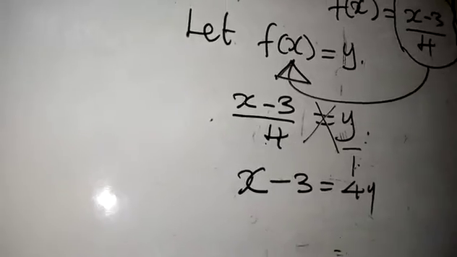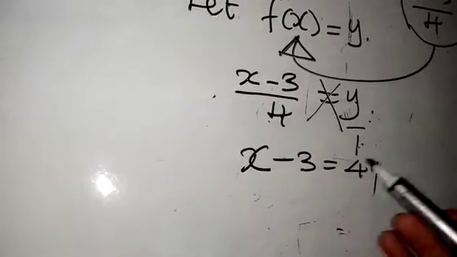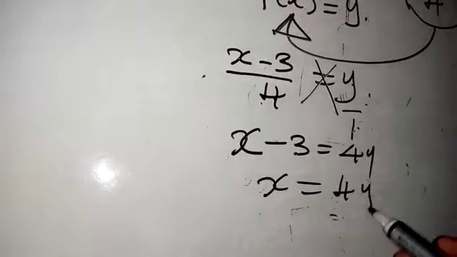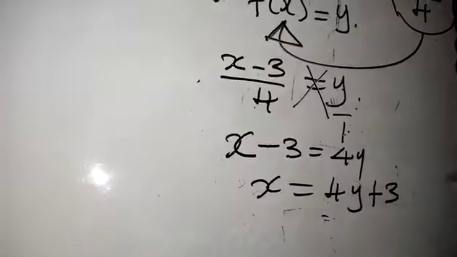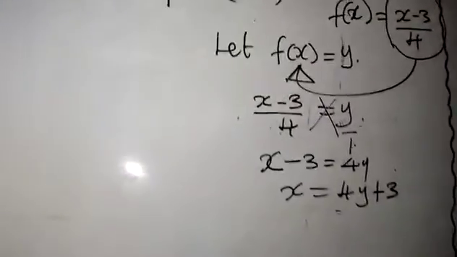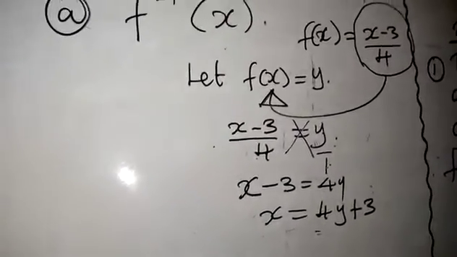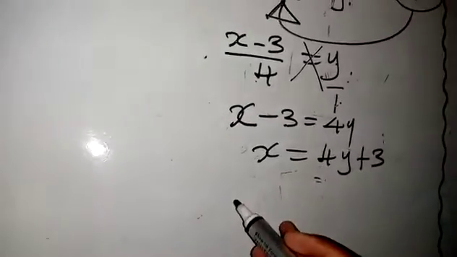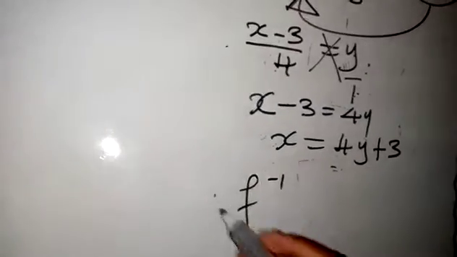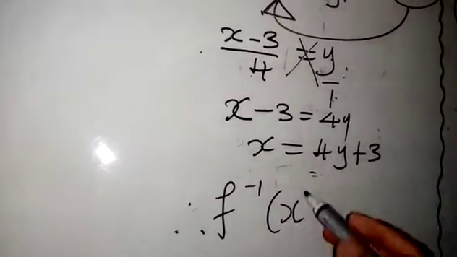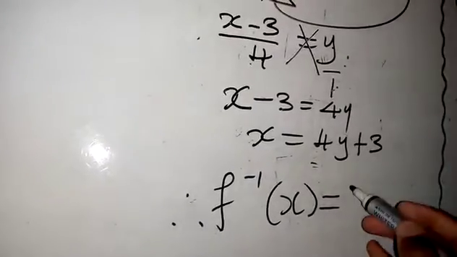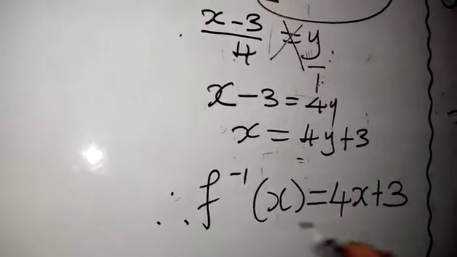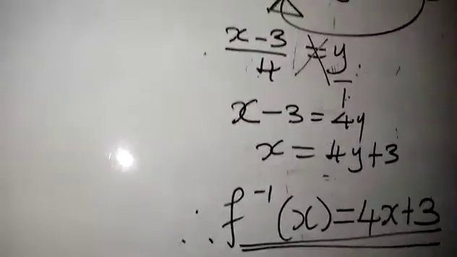You want x to be alone, so this will move to the other side and it will become a positive. X will be equal to 4y plus 3. So we are done with step 2. The last step is a concluding step where you say, therefore the required inverse of f is equal to 4, where there is y you put x, then plus 3. So this is our final answer.